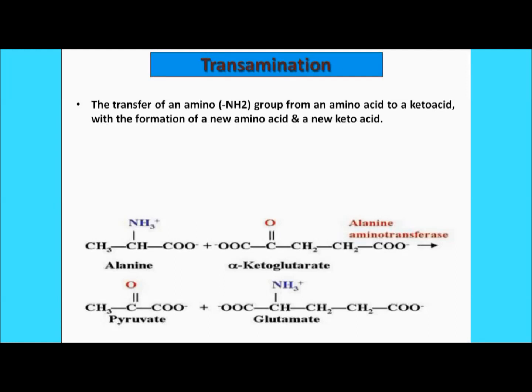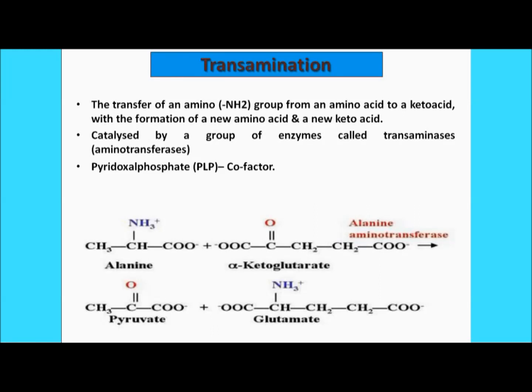You can see in this figure, I am showing you the amino acid alanine. When it combines with alpha ketoglutarate, the resultant products are pyruvate and glutamate, and the enzyme responsible for this reaction is alanine aminotransferase. You should know that it is catalyzed by a group of enzymes. This group of enzymes, which are responsible for transamination, are known as the aminotransferases.